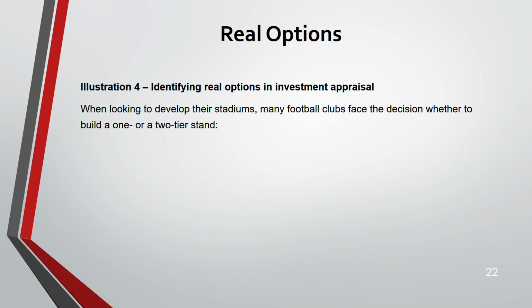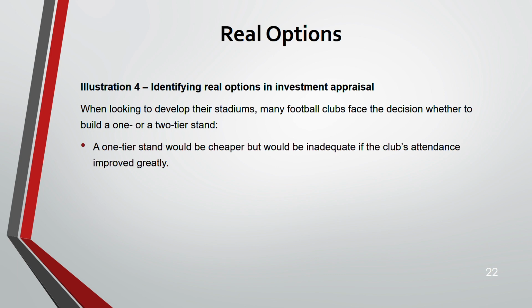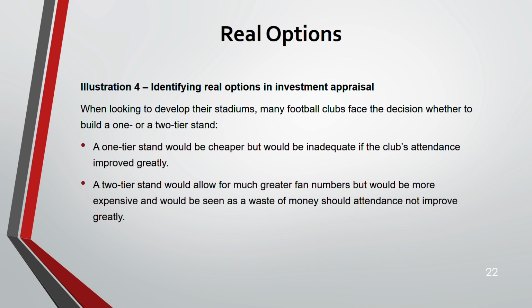Now let's illustrate this. I've already explained you, but now we'll go through another example. When looking to develop their stadiums, many football clubs face a decision. What is that decision? Whether they have to build 1 or 2 tier stand. See, if 1 tier stand is there, it's good because it's cheaper for them. But it will be problematic later on if their attendance improves. If the club's attendance is very high, then 1 tier will not be able to support. But if 2 tier is built, what happens? They can accommodate a lot of people, a lot of fans could be accommodated, but this is expensive.